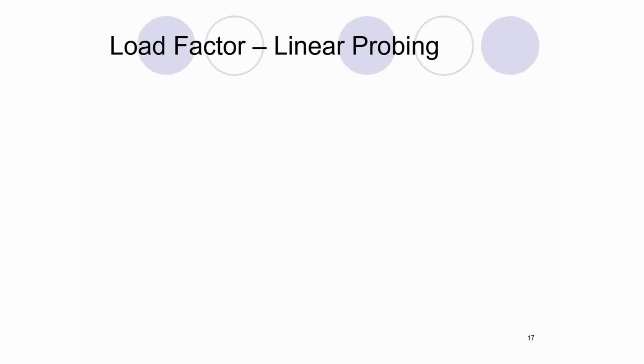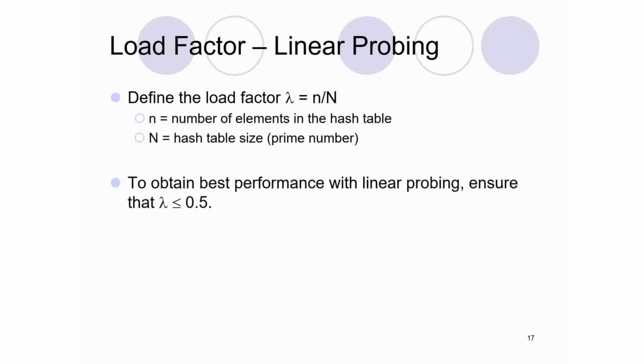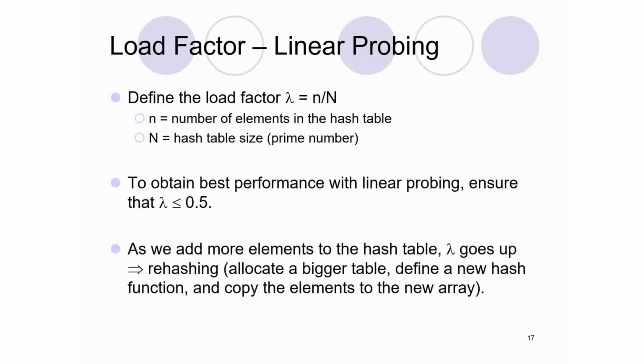Load factor. In linear probing, define the load factor lambda equals n divided by N, where n equals the number of elements in the hash table and N equals the hash table size. To obtain the best performance with linear probing, ensure that lambda is small. As we add more elements to the hash table, lambda goes up, which implies rehashing.